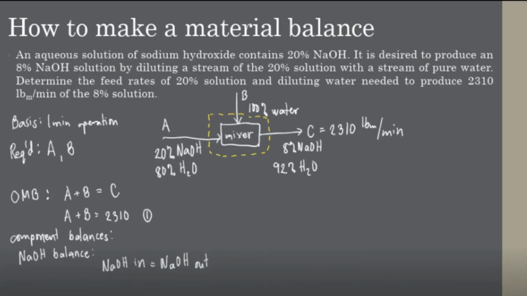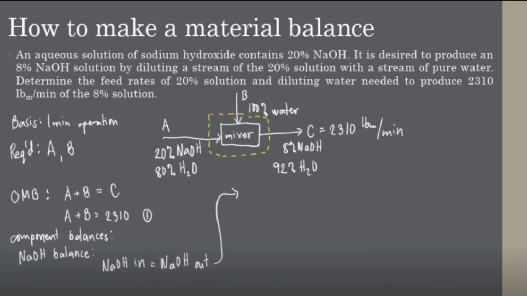So let's write our equation for the sodium hydroxide balance. For our sodium hydroxide in, we can have two sources, stream A and stream B. However, we know that stream B does not contain any sodium hydroxide because it's pure water. So we will not be including that in our balance. Okay? Stream A contains 20% sodium hydroxide. We are assuming that this is 20% by mass because this is a liquid system. How do we mathematically write that?